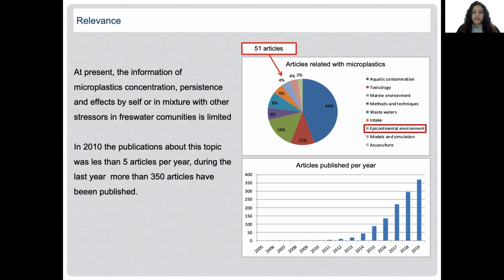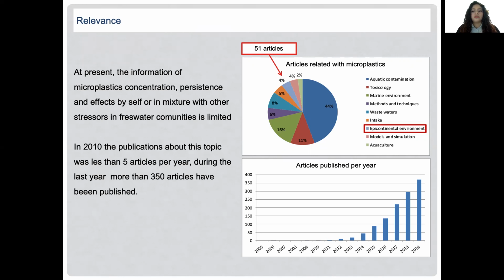Publications related to this topic began in 2010, with fewer than 5 articles per year. Currently, that number has increased exponentially. According to the Biological Abstracts database, there are more than 1,000 articles related to the keyword microplastics, of which only 4% refer to studies in epicontinental environments.